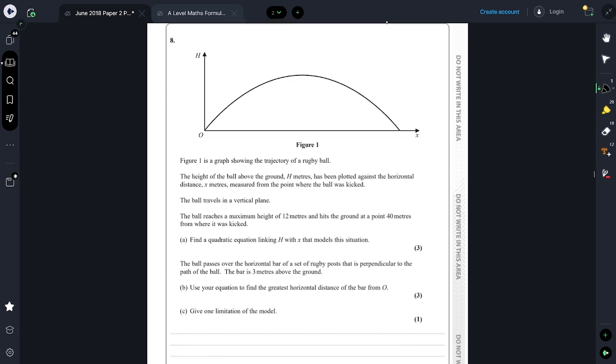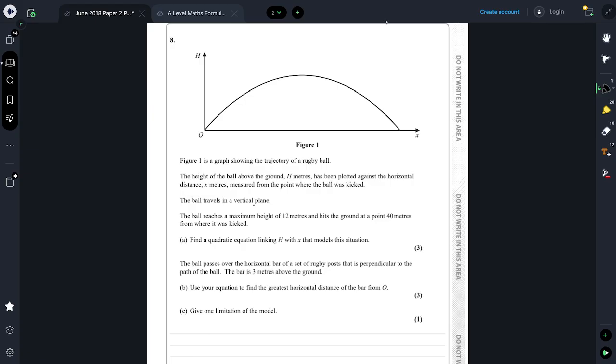Okay, anyway, on question eight. So it says figure one shows a trajectory of a ball. The height is h above the ground and then plotted against the vertical distance x. It travels in the vertical plane. It just means it goes up essentially. Nothing to worry about there.